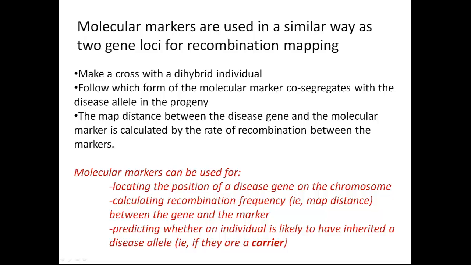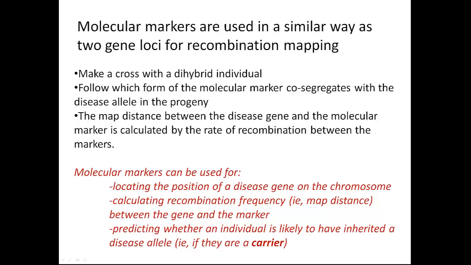So just to end up, molecular markers are used in this very same way that we would use that ABO blood type gene to predict whether Nail Patella syndrome has been inherited as well or not. So we just get DNA from an individual and measure what form of the molecular marker is present. And the individual has to be heterozygous. So for that molecular marker, that individual has to have two different morphs of that marker in order to be able to follow whether a disease allele was passed on.